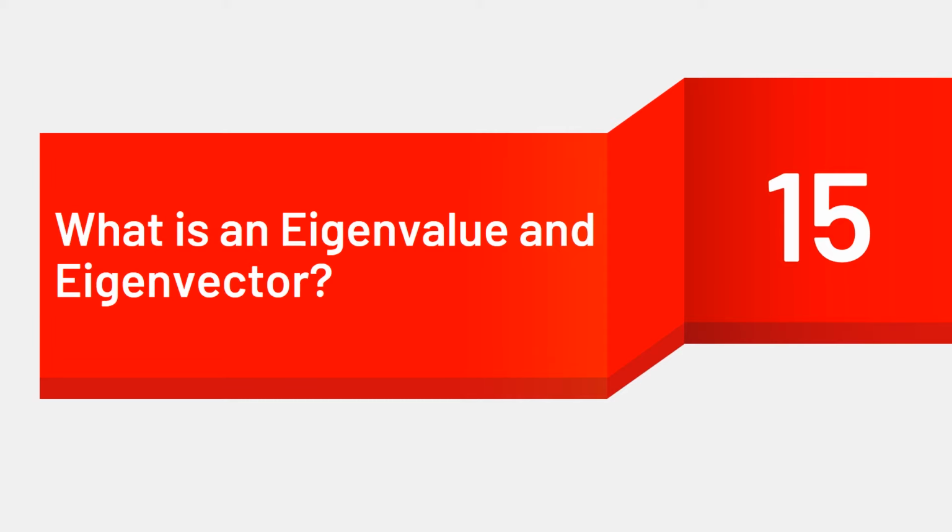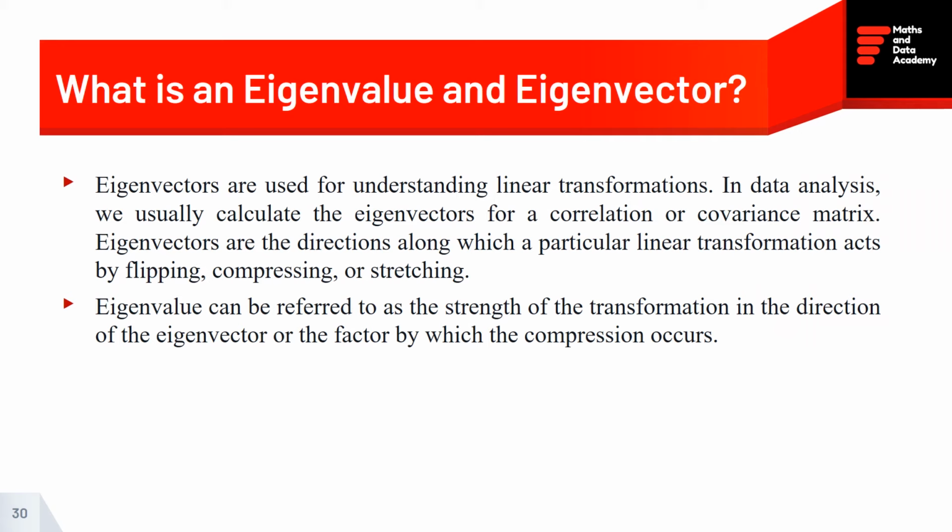What is an eigenvalue and eigenvector? Eigenvectors are used for understanding linear transformations. In data analysis, we usually calculate the eigenvectors for a correlation or covariance matrix. Eigenvectors are the directions along which a particular linear transformation acts by flipping, compressing, or stretching. Eigenvalue can be referred to as the strength of the transformation in the direction of the eigenvector or the factor by which the compression occurs.